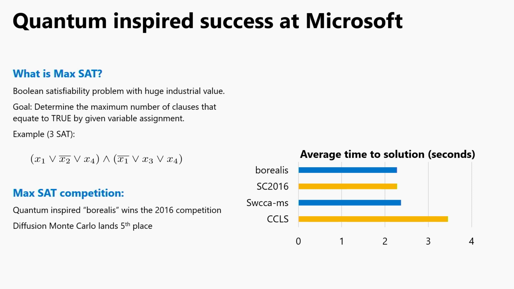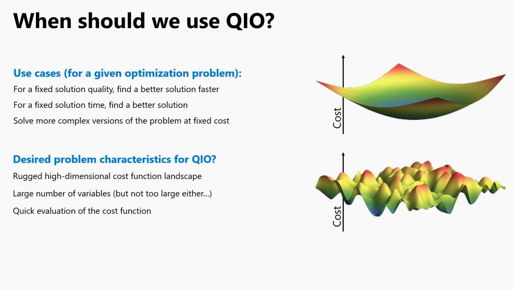Now, when should you use quantum-inspired optimization or QIO? Well, there are certain use cases. Suppose you have a given optimization problem in front of you. One of them is, if you want to have a fixed solution quality, you want to find the solution faster. This is a typical problem when you say, I want to make sure I have at least so much quality in my solution, but I want you to tell me this sooner. For example, if you say, I'm happy enough if it's 90% of the problem solved, but I only give you 1 second to do this.